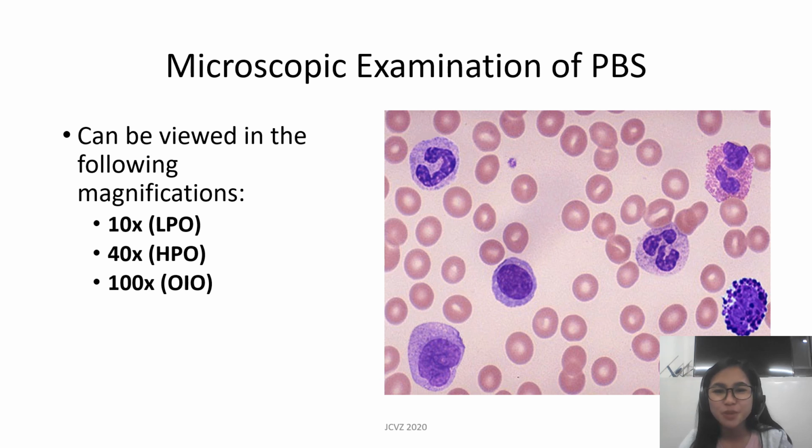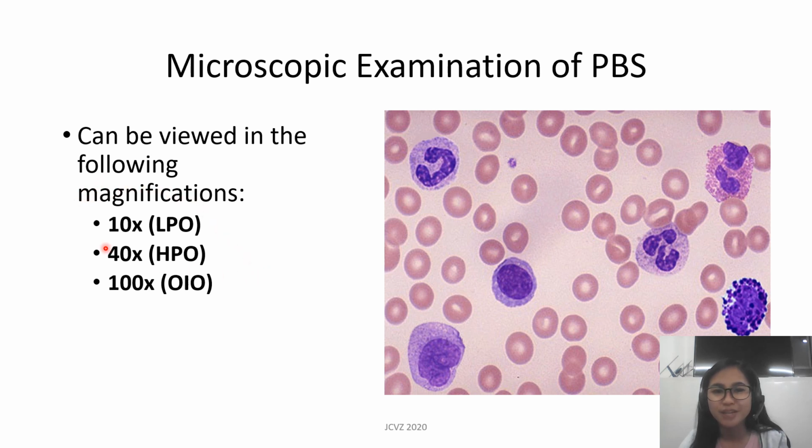Okay, so for the microscopic examination of our PBS, we can view our well-prepared smear under the microscope by using the following magnifications. We have the low power objective, the high power objective, and the oil immersion objective. Notice that the different magnifications of your microscope are very essential in the identification of the different cells, especially when you go to the critical area of assessment.